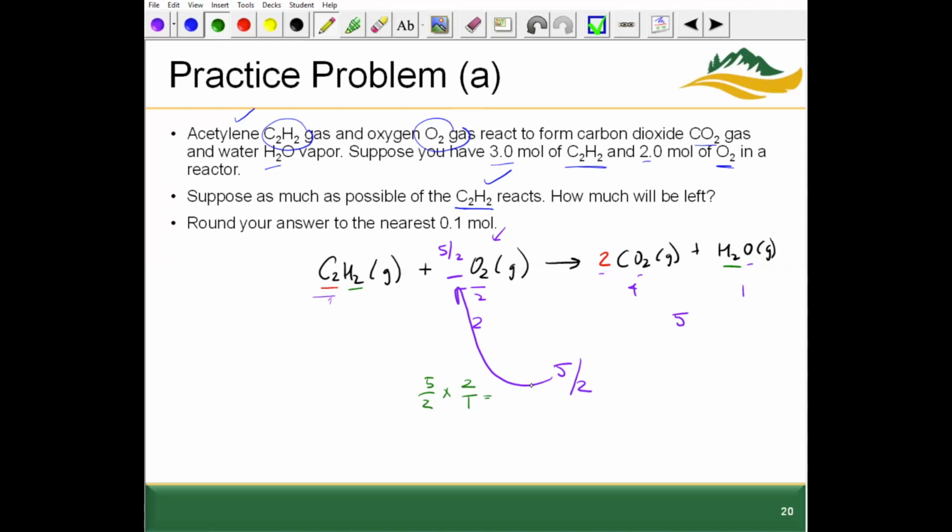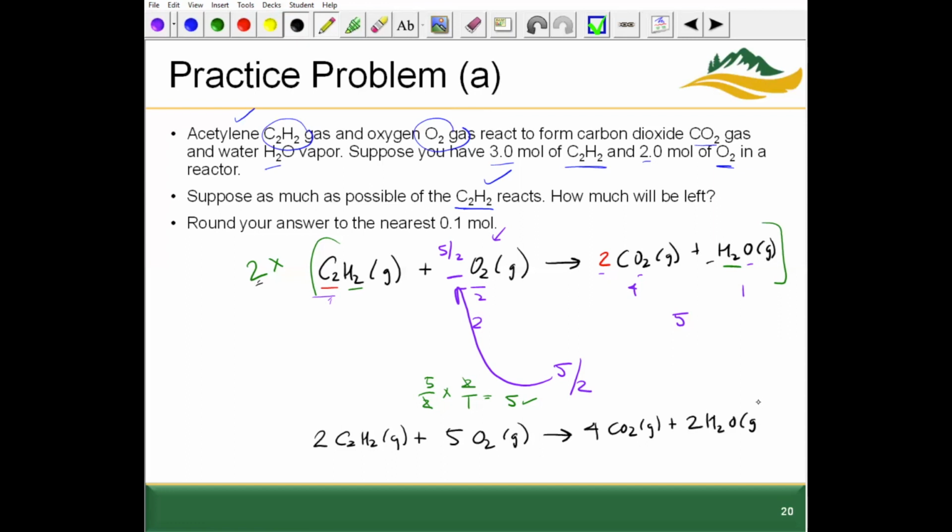So we want the smallest number that we can multiply this by. So 2 and 2, this would give 5. 5 is a whole number. That means we need to multiply this whole reaction times 2. That gives us then 2C2H2 gas plus 2 times 5 over 2. That's just 5O2 gas goes to 2 times 2, 4 CO2 gas plus 2 times 1, so 2 H2O gas.